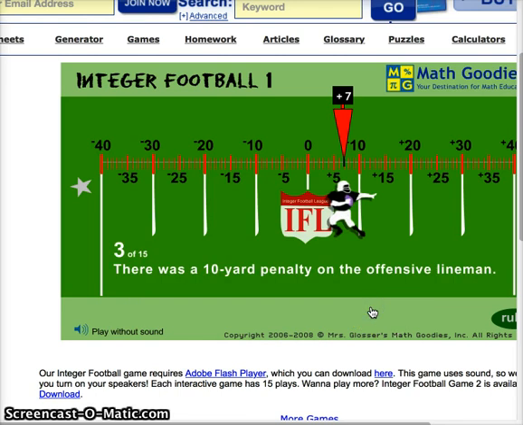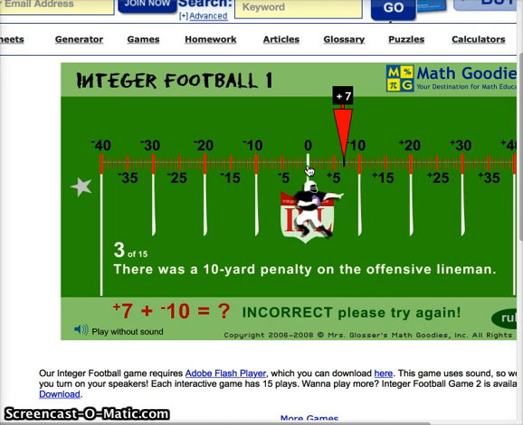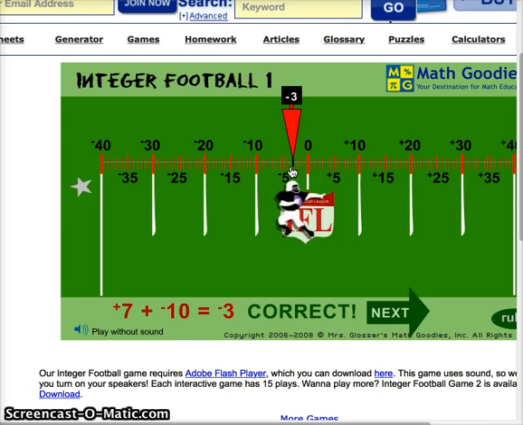It says there was a 10-yard penalty on the offensive lineman. So penalty they said was negative. I'm going to get this wrong just to show you what happens. If I get this wrong, it says incorrect, please try again. So I can try it again. I'm going to see what happens if I get it wrong again. Oh, I got it right. I'm too good.